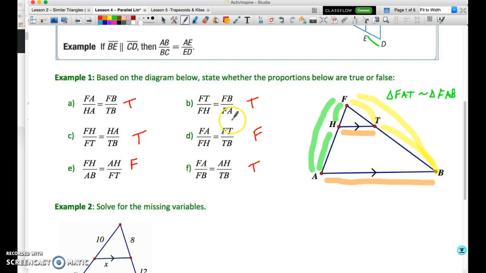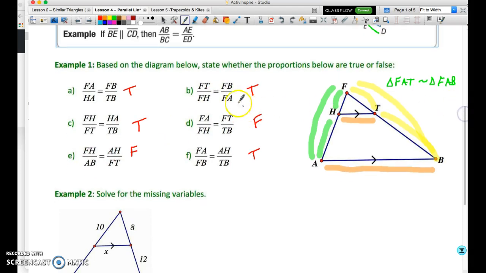Okay, hopefully those correspond to what you determined. Both D and E are in fact false, and I'll show you very quickly why. In D, we have FA, which is that side, over FH, those are corresponding sides.